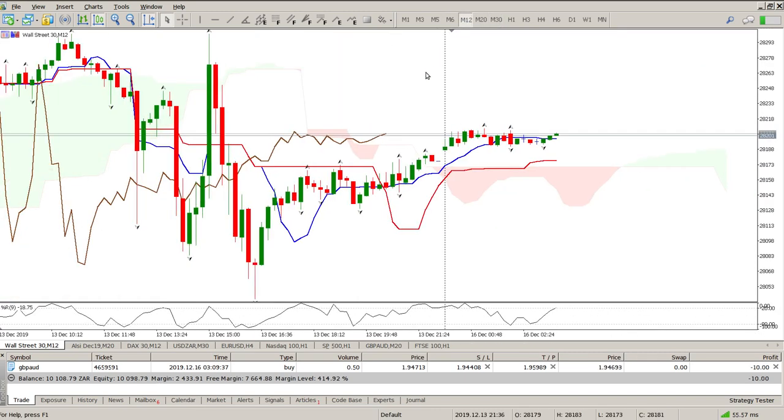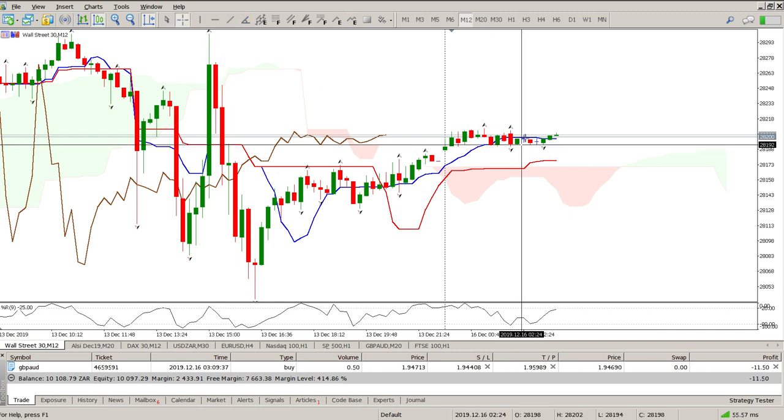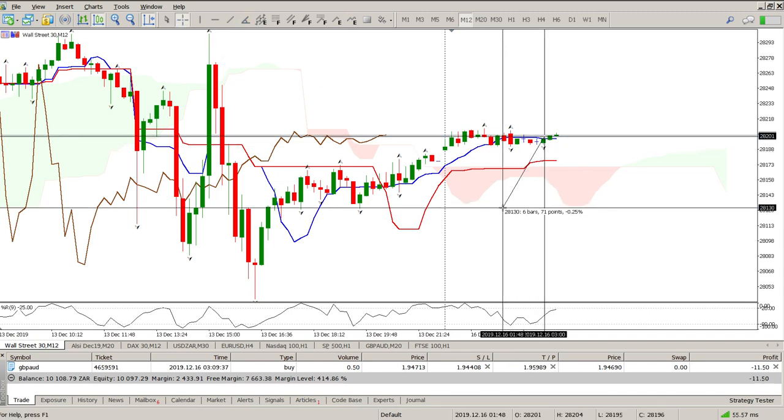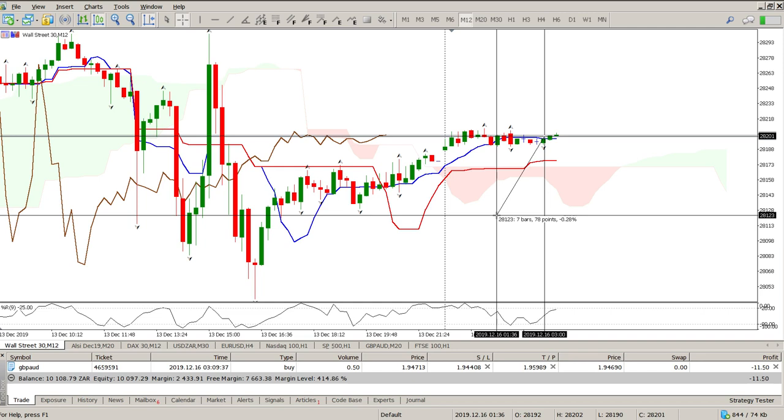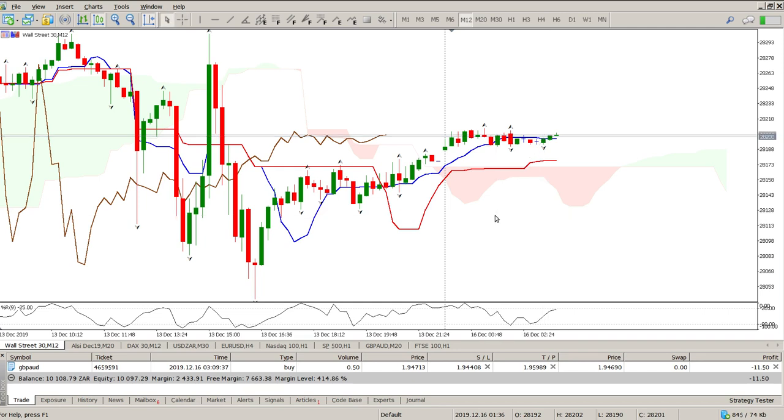And starting off with the 12, you can see this rejection off the cloud here. Yes, on Friday, we are above the cloud. Everything is hunky-dory at the moment. It is bullish, and you've got a good 78, 80 point stop area. But this little range here does worry me a little bit.